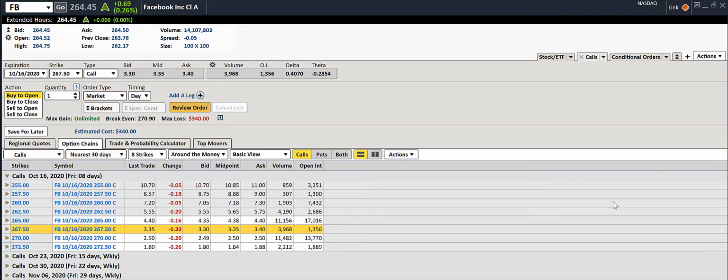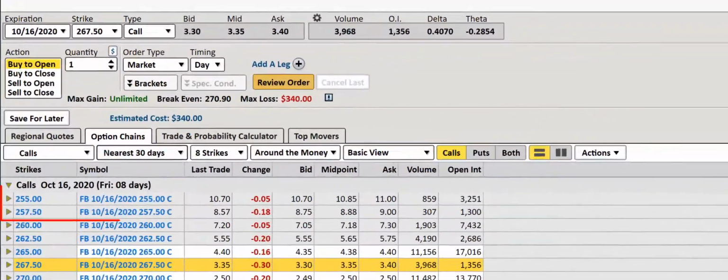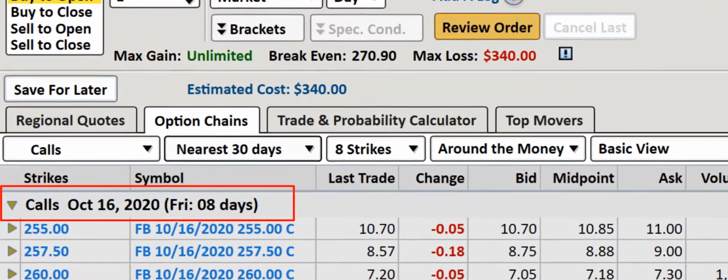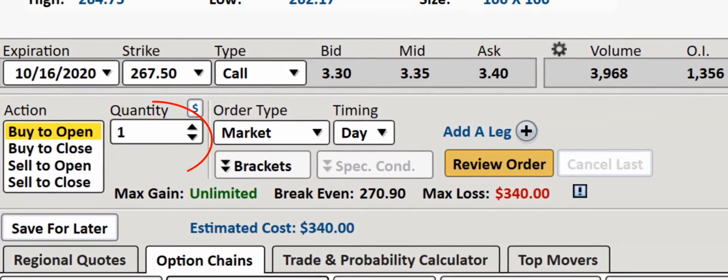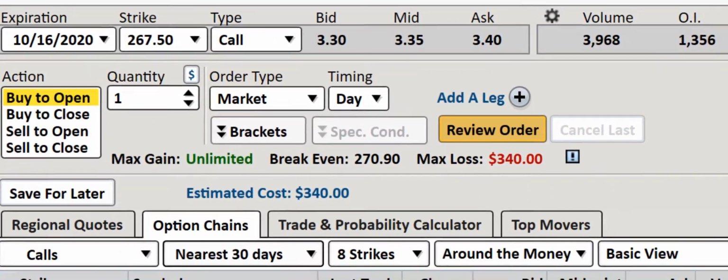So let's say we're looking at Facebook and you anticipate the stock price to surge between now and, let's say, a week from now. The closest contract that you have is the one which expires on October 16th, and today it's October the 10th. So you elect to buy one contract with the stock option price at $3.40.